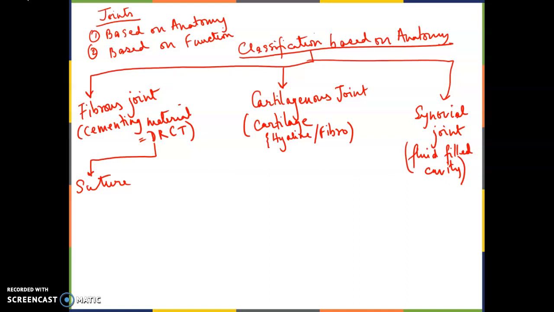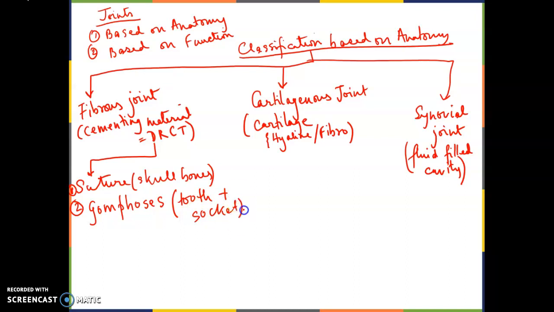Okay, sorry guys. So suture is the joint that we see in between the skull bones, and that's the first type of fibrous joint. The second type is called gomphosis. This is the articulation between tooth and socket. That's gomphosis.